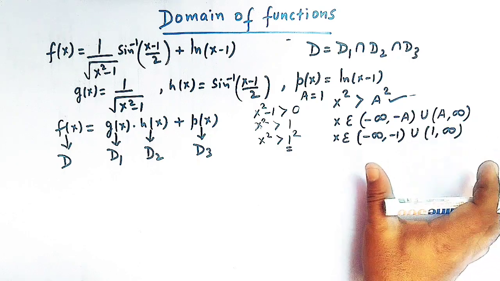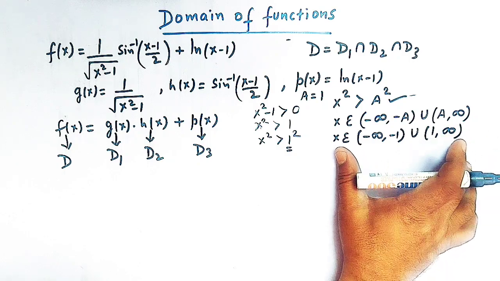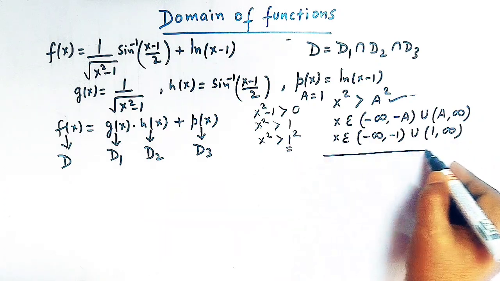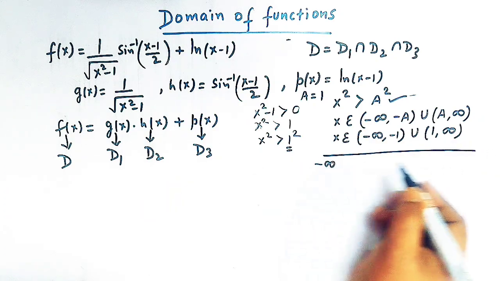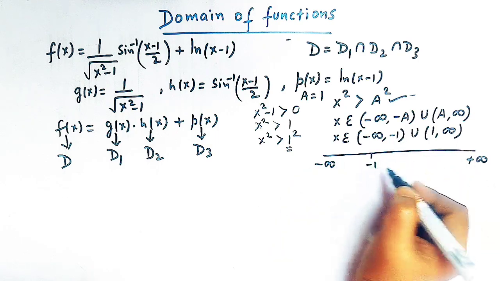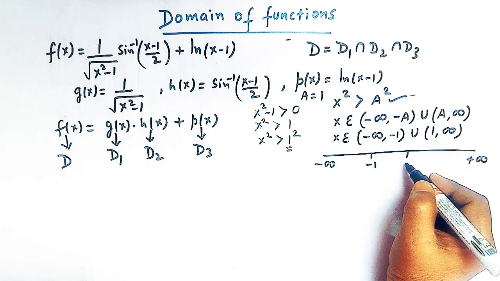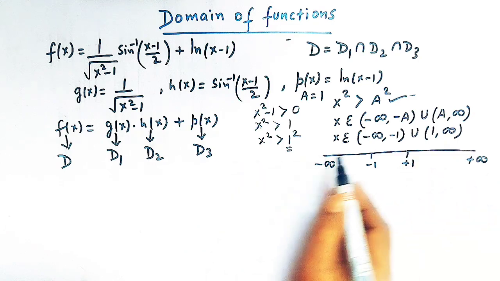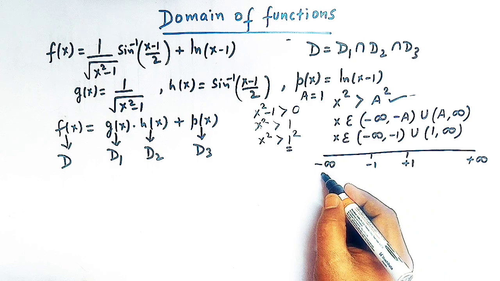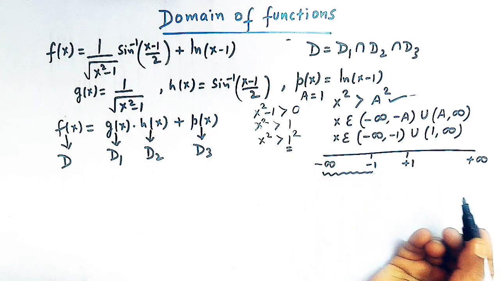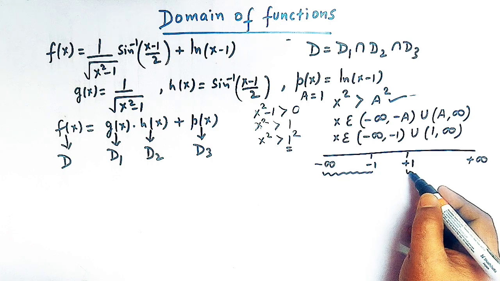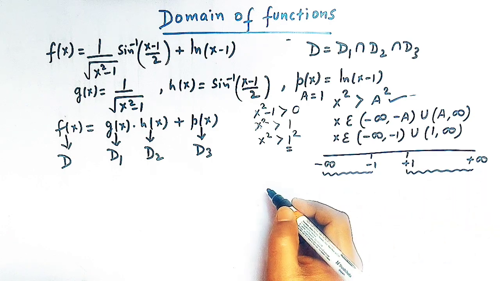And let us represent these values of x on the real number line. So here we have the real number line, minus infinity, here we have plus infinity, here we have minus 1, and here we have plus 1, right? So x belongs to minus infinity to minus 1. So here we have this region, and then we have 1 to infinity. So here we have this region, right?